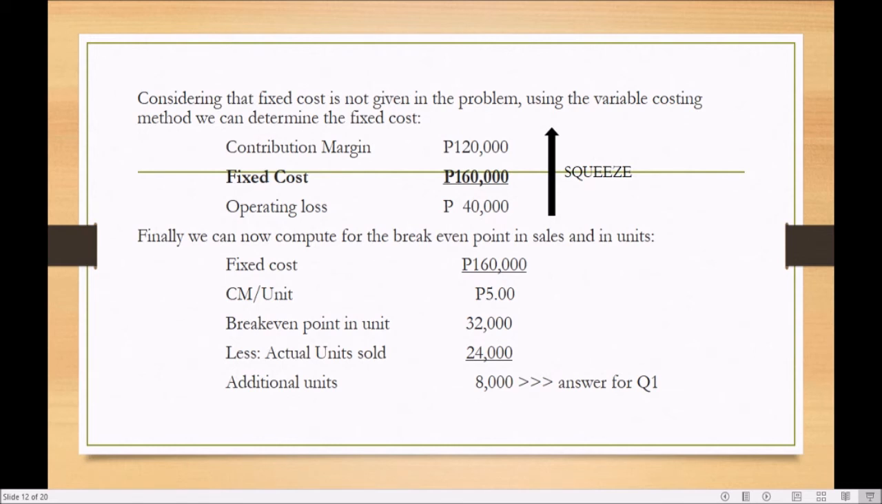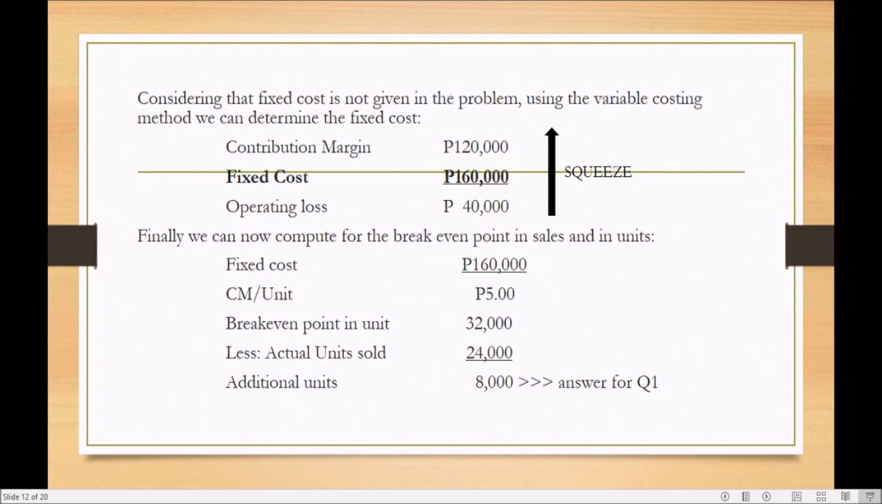So, now, we can compute the break-even point in sales and in units because na-determine na rin po natin ang fixed cost. If the fixed cost is 160 and the contribution margin per unit is 5, we can now determine the break-even point in units. Gamitin yung calculator para masigurado. 160,000 divide by 5 pesos. The break-even point in units is 32,000. That is the break-even point in units.